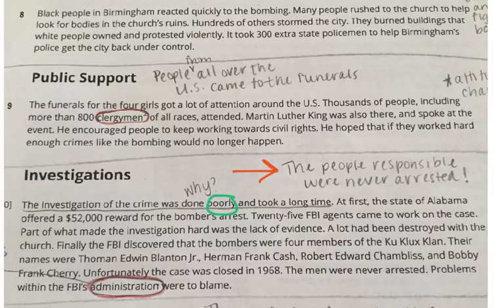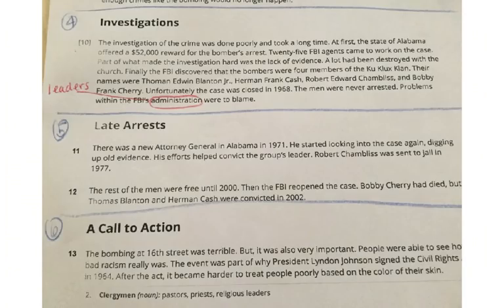I think you probably should be thinking that maybe they were racist themselves. Maybe they knew the men who had perpetrated this crime and they wanted to protect them. Maybe they didn't care if 4 little girls had been murdered. So I think there are several hypotheses that we could come up with, but that really frustrated me and made me angry when I read that, so I wanted to point it out to you. All right, let's go on to Section 5, late arrests.